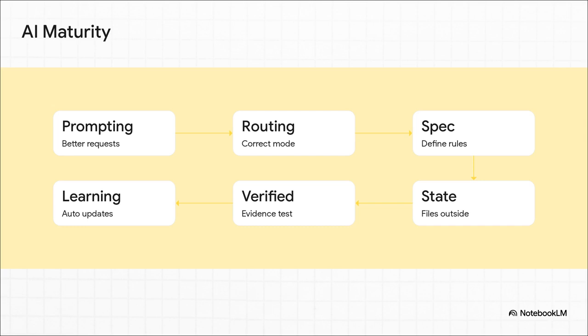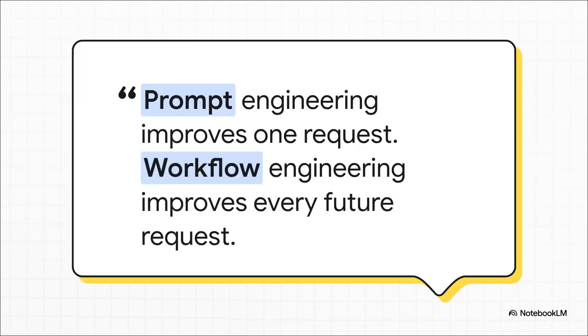Let this quote directly from the source material really sink in for a second. Prompt engineering improves one request. Workflow engineering improves every future request. That captures the exact mindset shift you need here. Prompt engineering is just a short-term patch. Workflow engineering? That's an investment in your infrastructure. By managing context, every future request becomes cheaper, faster, and wildly more accurate.